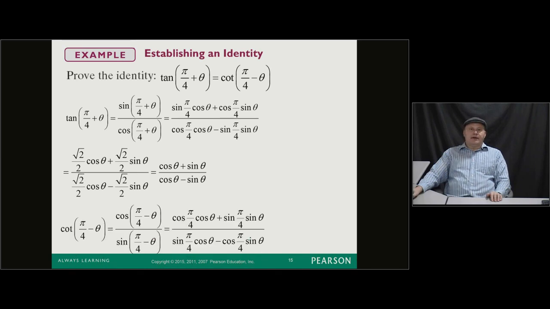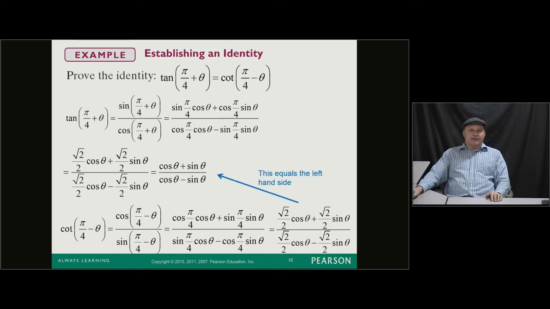All right? Now, let's look at the right-hand side. Cotangent of pi over 4 minus theta is going to be the cosine of pi over 4 minus theta over the sine of pi over 4 minus theta. Now, using the difference formulas for those, and remembering the root 2 over 2, you can take the square root of 2 over 2 out, and then cancel those out, and then you get the left-hand side. So now this way they have demonstrated this one.